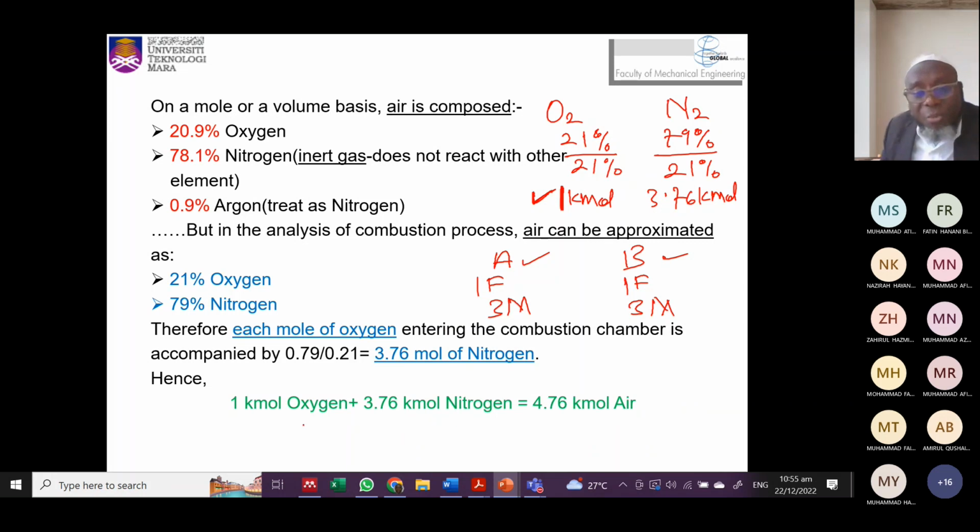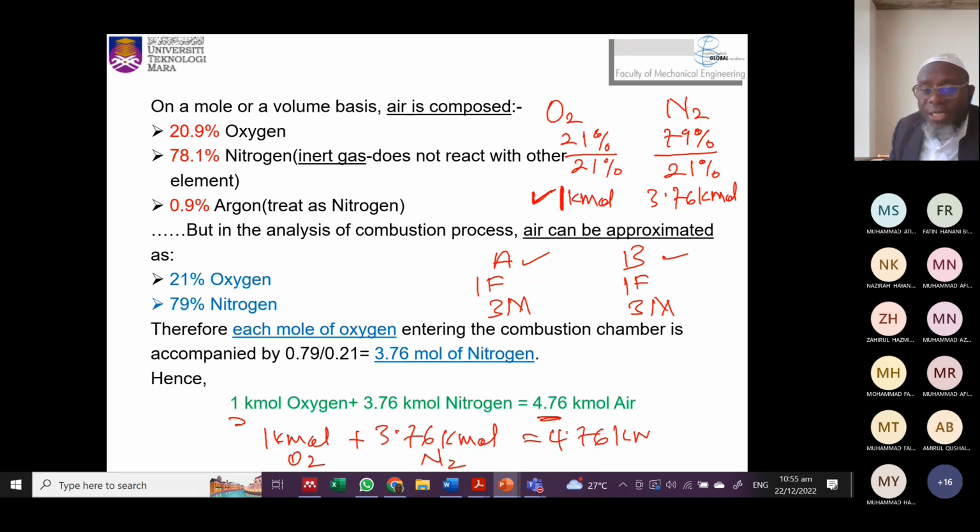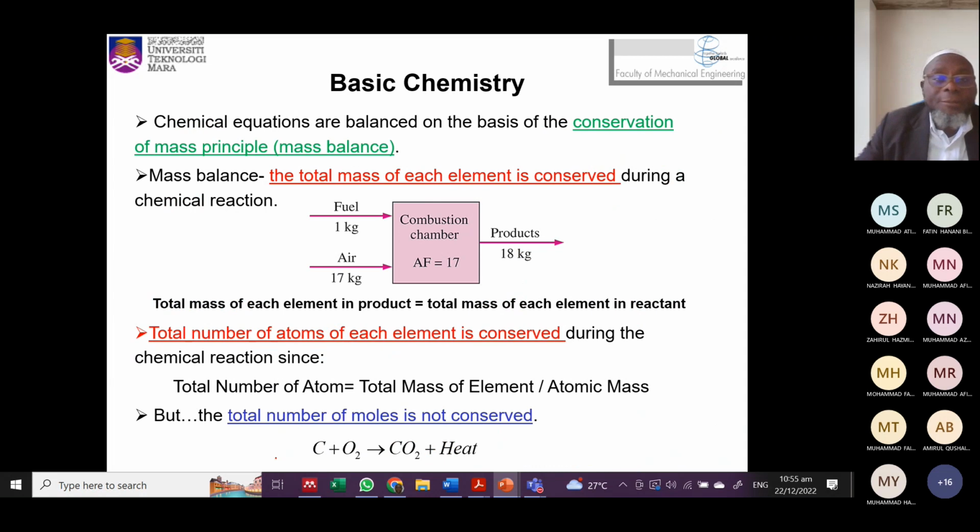So now the total number of moles of the atmospheric air becomes 1 kilomole plus 3.76 kilomole of nitrogen. So this is for the oxygen, and this is for the nitrogen. And this gives us 4.76 kilomole of atmospheric air. You understand me? So for every 4.76 kilomole of atmospheric air, there will be about one of oxygen present. You understand? So that's the concept over here.